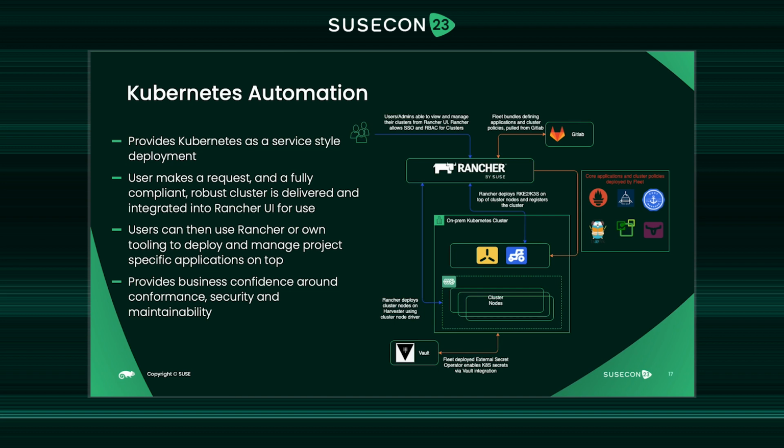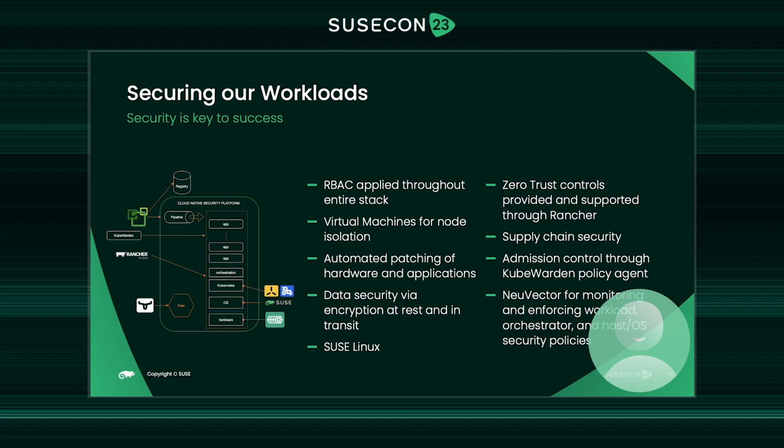Now that we have our clusters deployed, we can take a look at how we secure them and the applications that run on top of them. Ensuring our workloads are secure is vital to our success. A good starting point for this is ensuring that RBAC is enabled throughout the entire stack. We need to ensure that all common and shared credentials are removed and that we use one of the various trusted ARM methods of authentication.